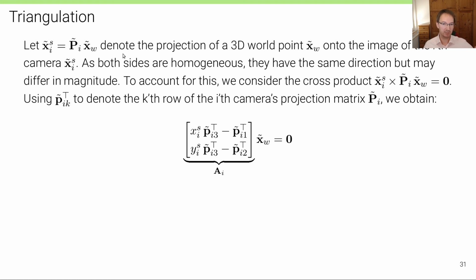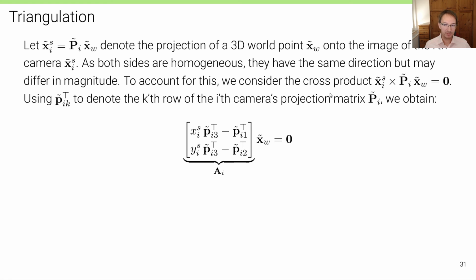And as both sides are homogeneous, they have the same direction but may differ in magnitude, and we are applying the same trick as before for estimating homographies if we now want to recover xw from this relationship.